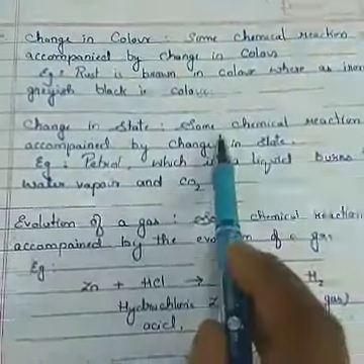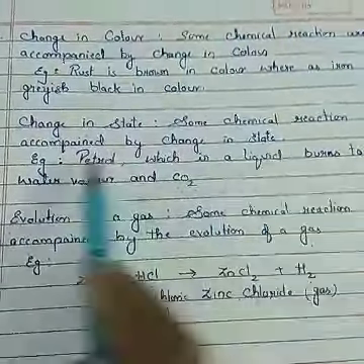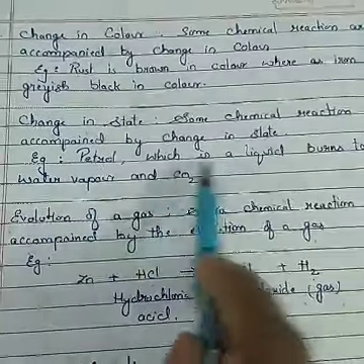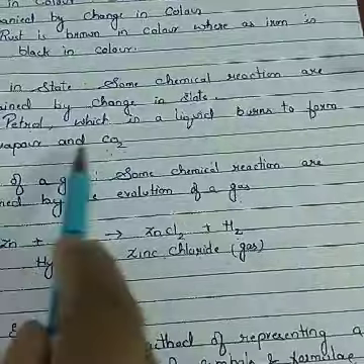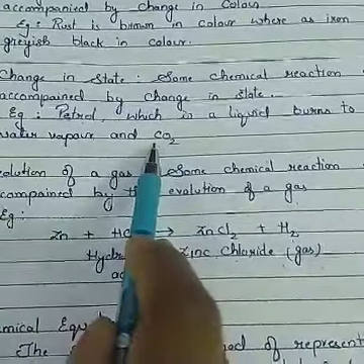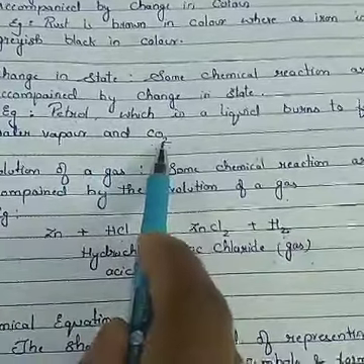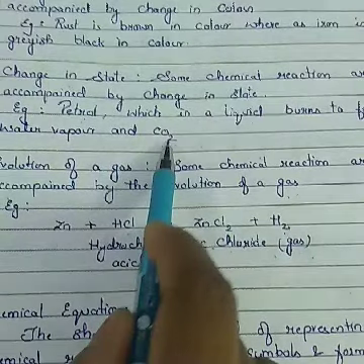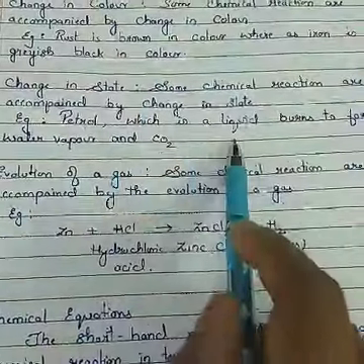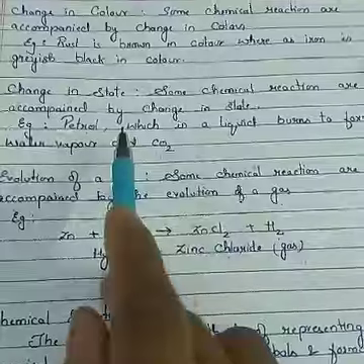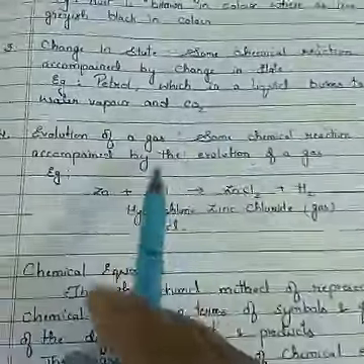Change in state. Some chemical reactions are accompanied by change in state. For example, petrol, which is liquid, burns to form water vapor and carbon dioxide. Petrol is a liquid. On burning, it gives gas. If a solid changes into liquid or liquid changes into gas, then we can say that a chemical reaction has taken place.